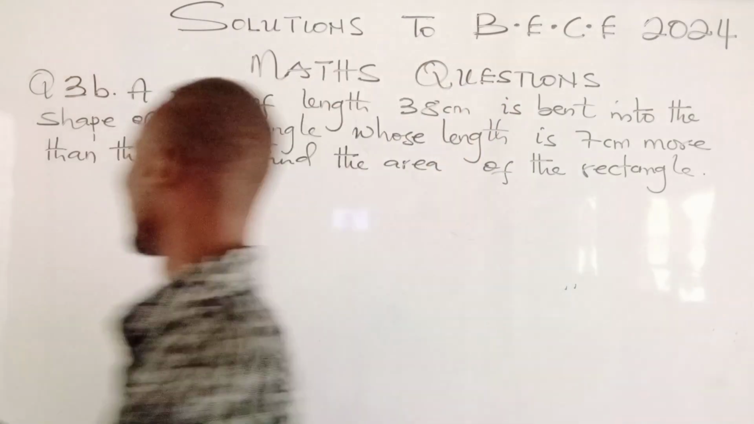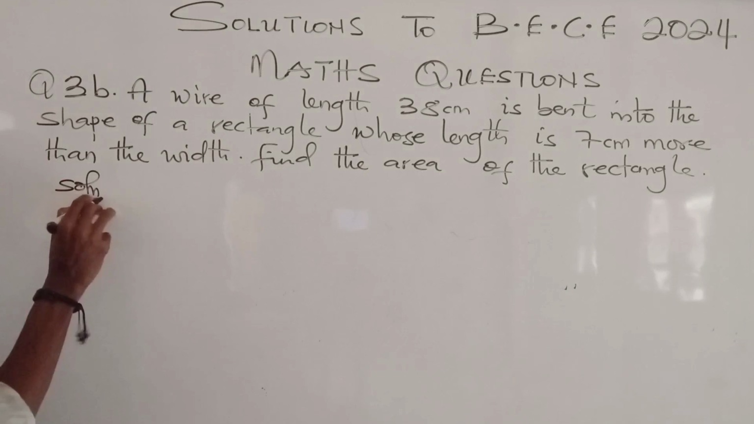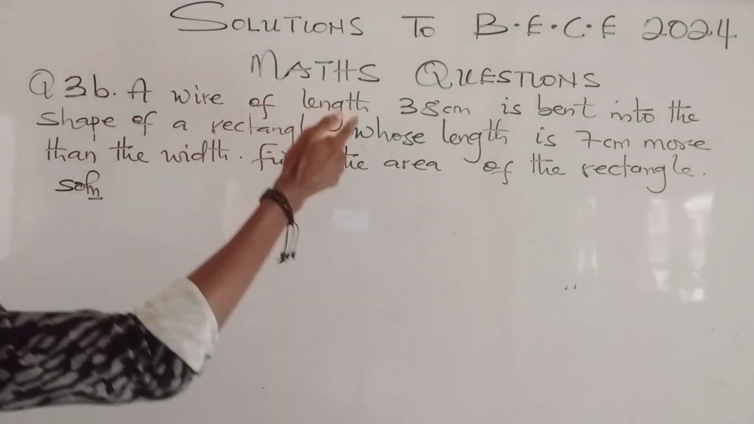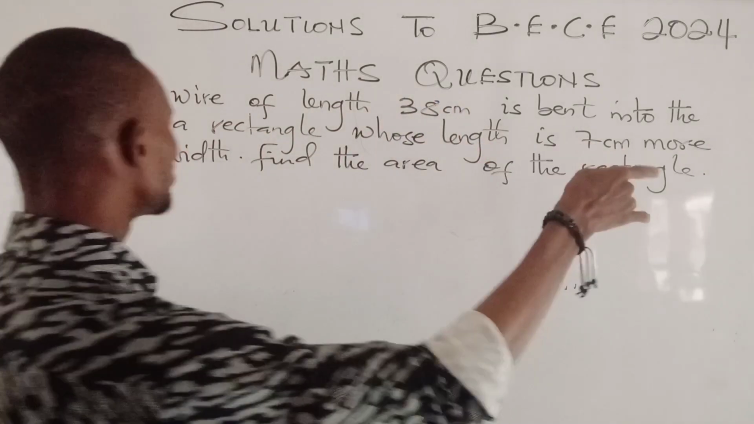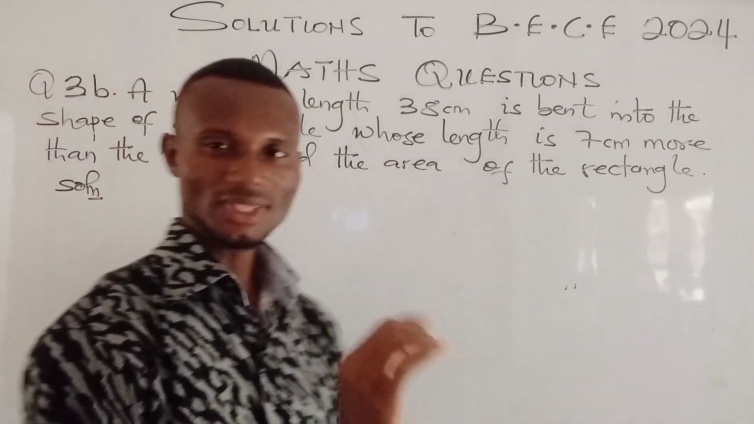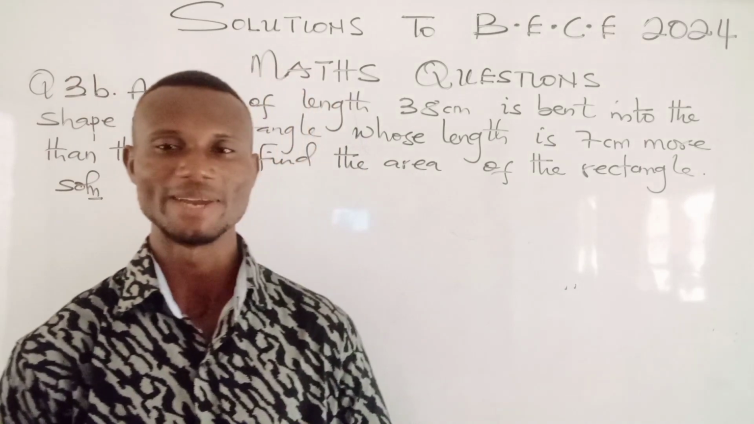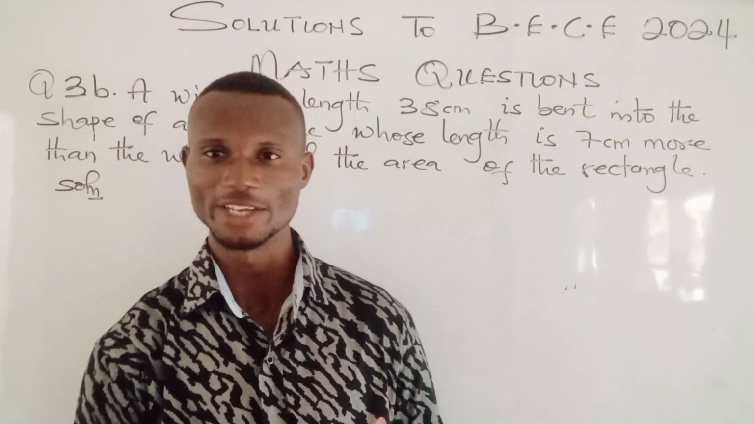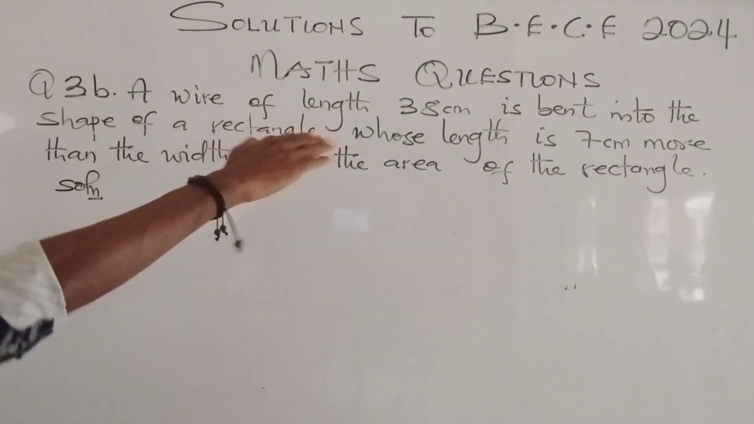So let's go ahead. Let me write down my solution and let's start by writing down the given information in the question. It says that a wire of length 38 centimeters is bent into the shape of a rectangle. Now that statement is very important because if you don't understand that statement, then of course you cannot attempt the question. So it's very important you understand this statement, which is very key.